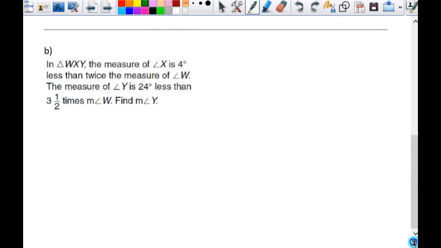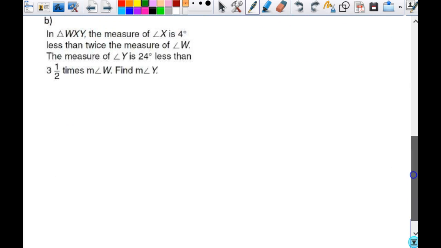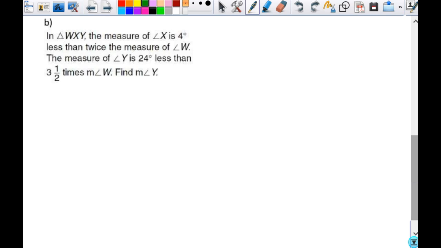All right, so this says in triangle WXY, the measure of angle X is 4 degrees less than twice the measure of angle W. The measure of angle Y is 24 degrees less than 3.5 times the measure of angle W. Find the measure of angle Y. Okay, so that's a lot of stuff all at once, right? We've got this triangle WXY. What do you know about the sum of the interior angles of a triangle? What's the sum of the interior angles of any triangle?